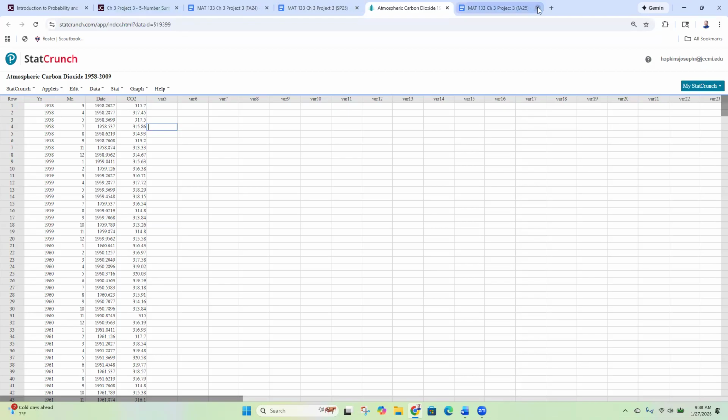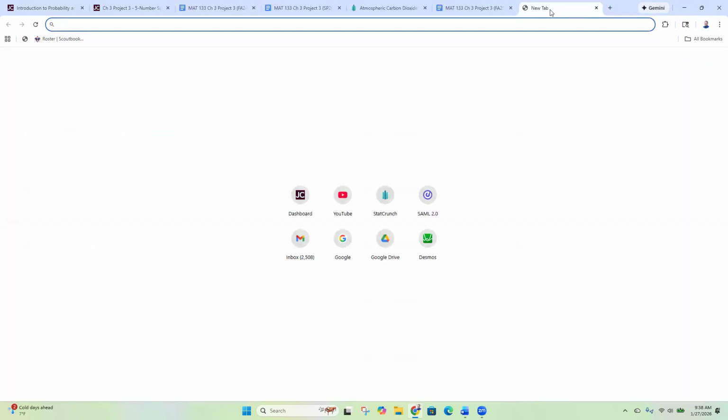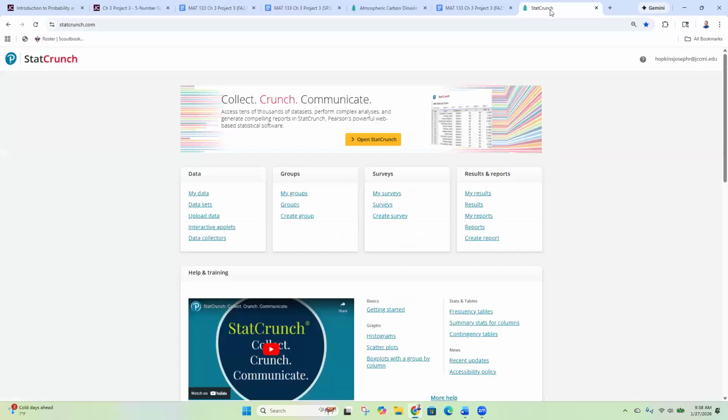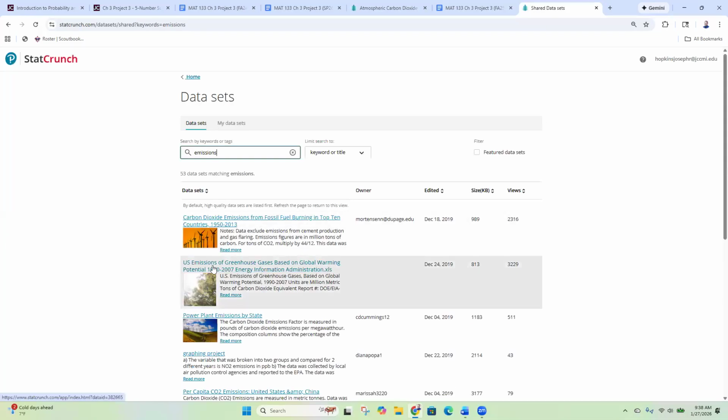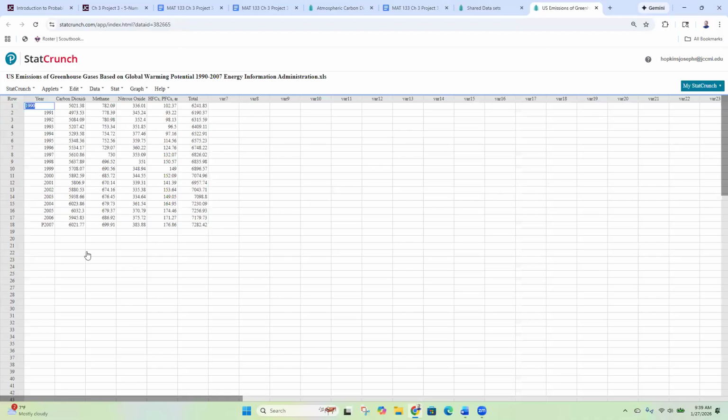So, let me look up a different one. If I had looked up emissions, this one right here is probably not good because the size is not very big. Same thing with this one. This one is probably not a good choice for our data set today because I'm going to choose a single column, and this one only has 18 numbers.